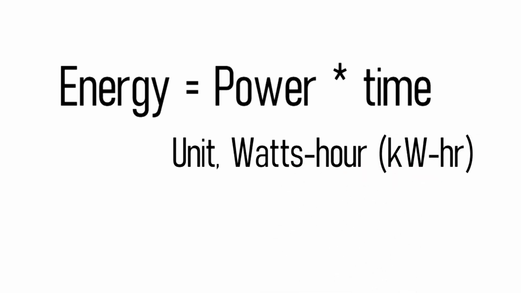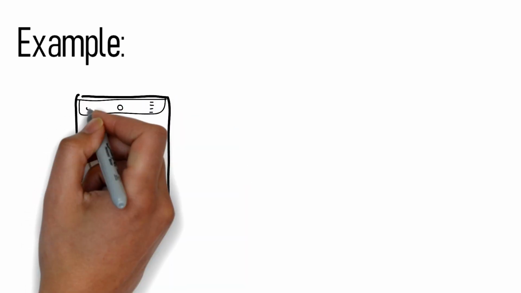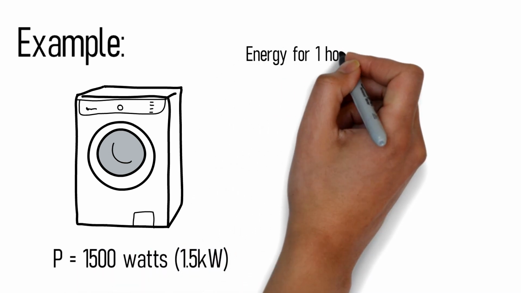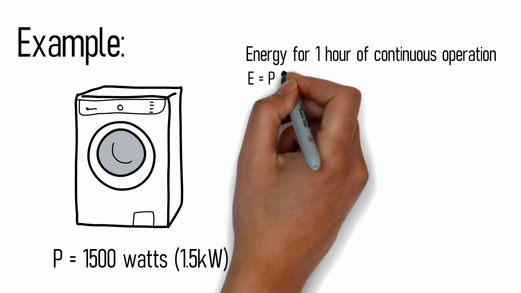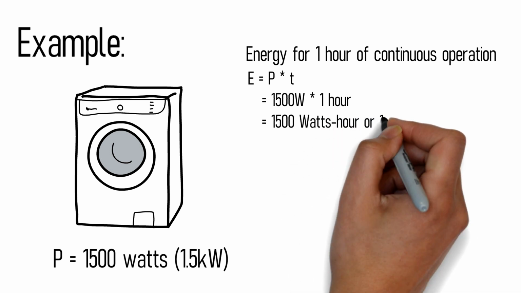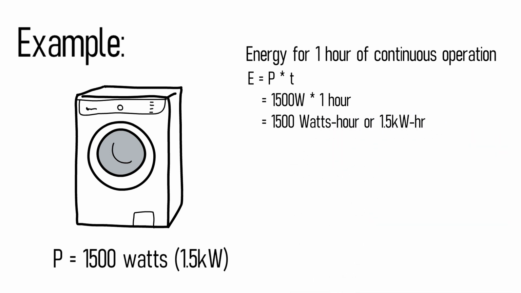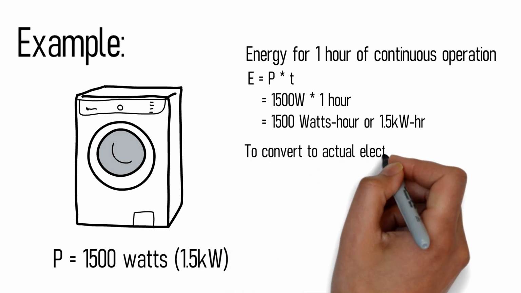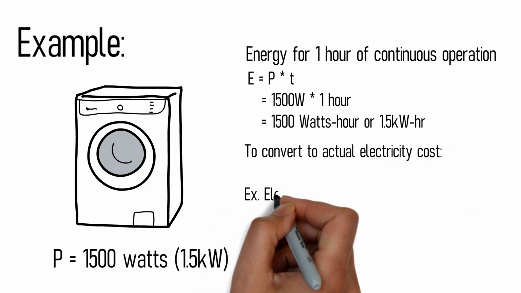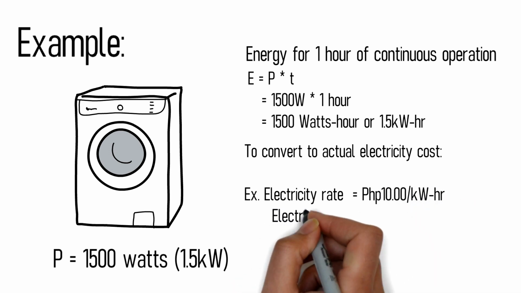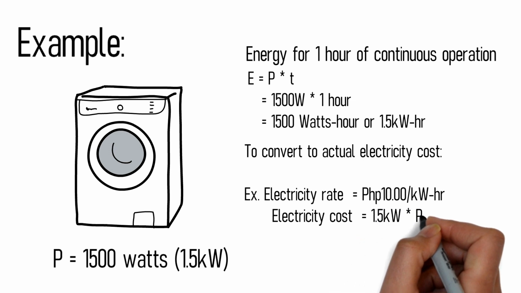In other words, energy is the measure of power delivered in a span of time. To make it clear, suppose you have a washing machine rated 1,500 watts and you operated it continuously for 1 hour. That means 1,500 multiplied by 1 is equal to 1,500 watt-hours. If you convert it into kilo, a standard metric prefix, it's equal to 1.5 kilowatt-hours. To convert it into actual electric consumption, suppose your electricity rate is 10 pesos per kilowatt-hour, then the cost of running your washing machine for an hour is 1.5 times 10 pesos, which equals 15 pesos.